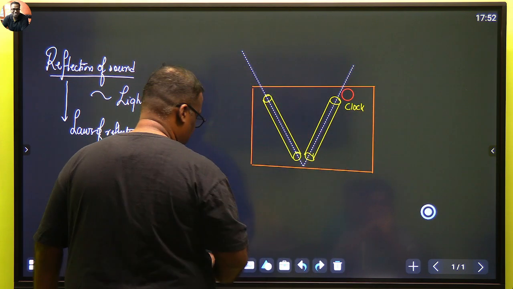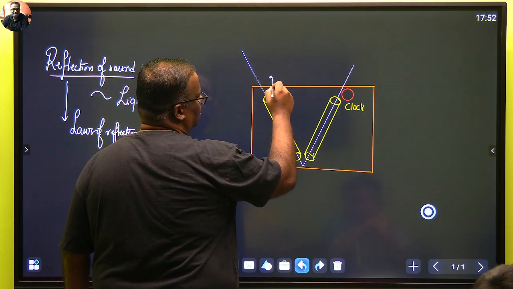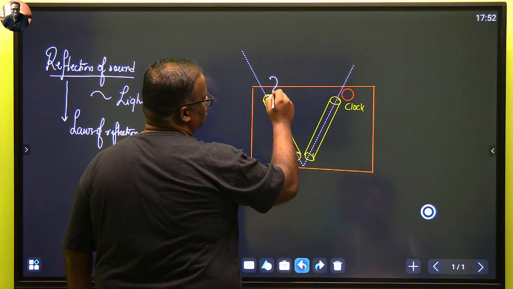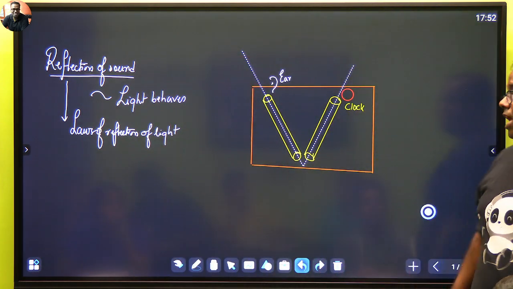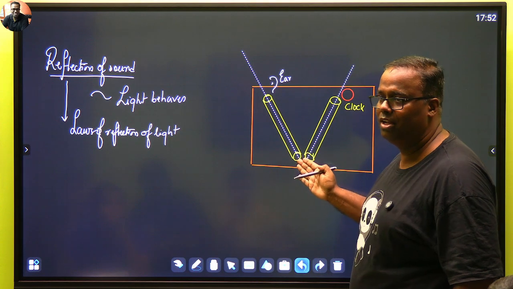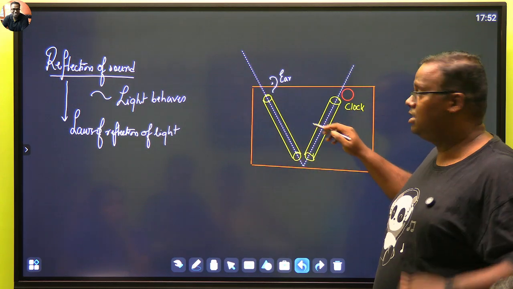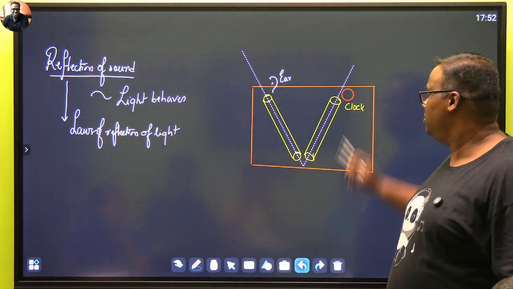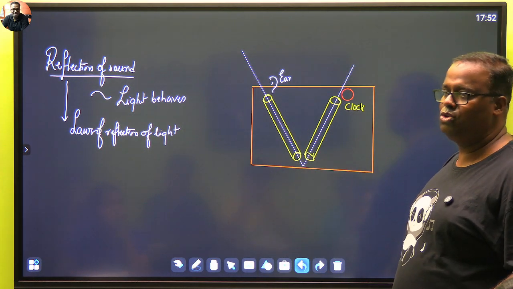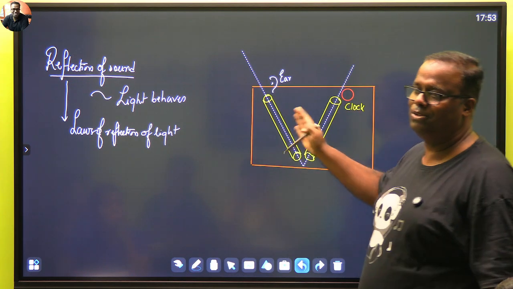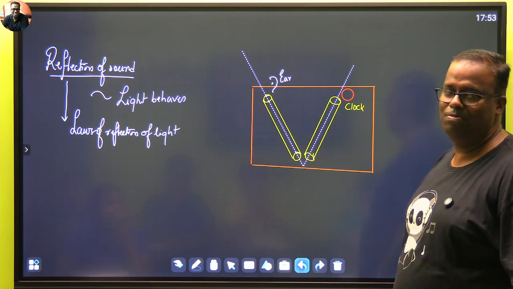And you bring your ear out here. This is your ear. You adjust these two in such a manner that at a particular combination, you will be hearing the clock's sound very nicely through this. That means the sound wave is going here, hitting this surface, and getting reflected back. At the position where you hear best, you try to find the angle of incidence by just drawing a normal. So you can prove that sound also follows the same laws of reflection of light.